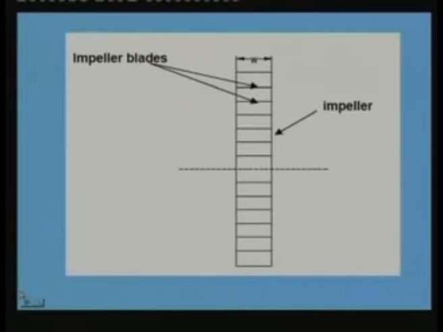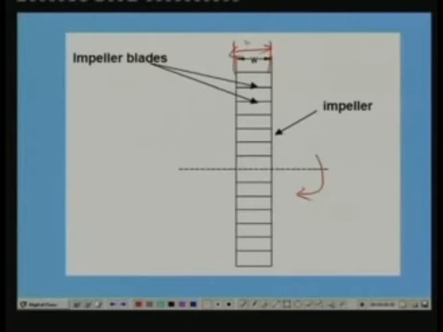Let me show the blade from the side view. So this is the impeller, and this is the shaft, and it is rotating, let us say, in this direction. So this is the width of the impeller, W, and these are the impeller blades, as I have shown. So if you want to reduce the flow area, you have to reduce this W. That means these things become narrower.